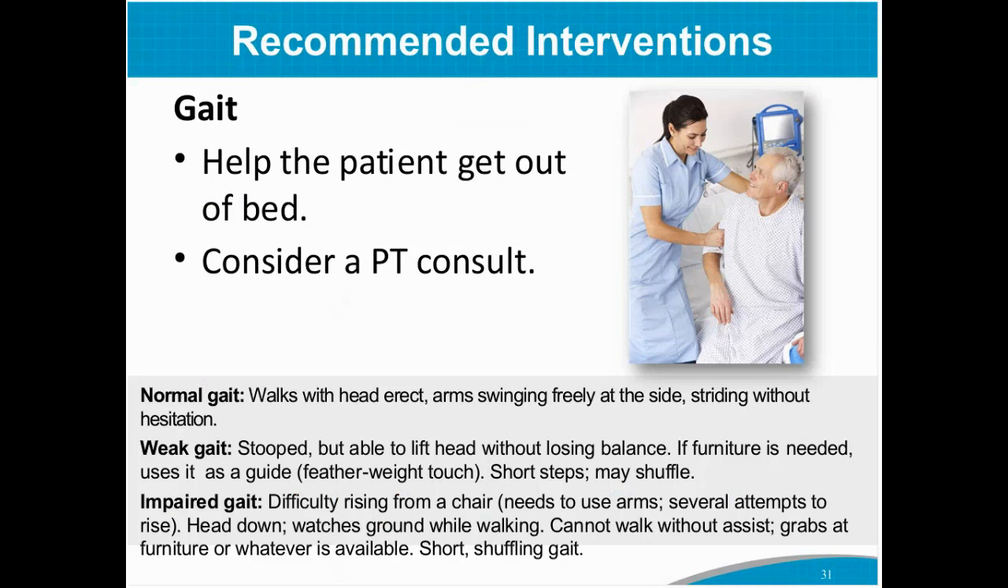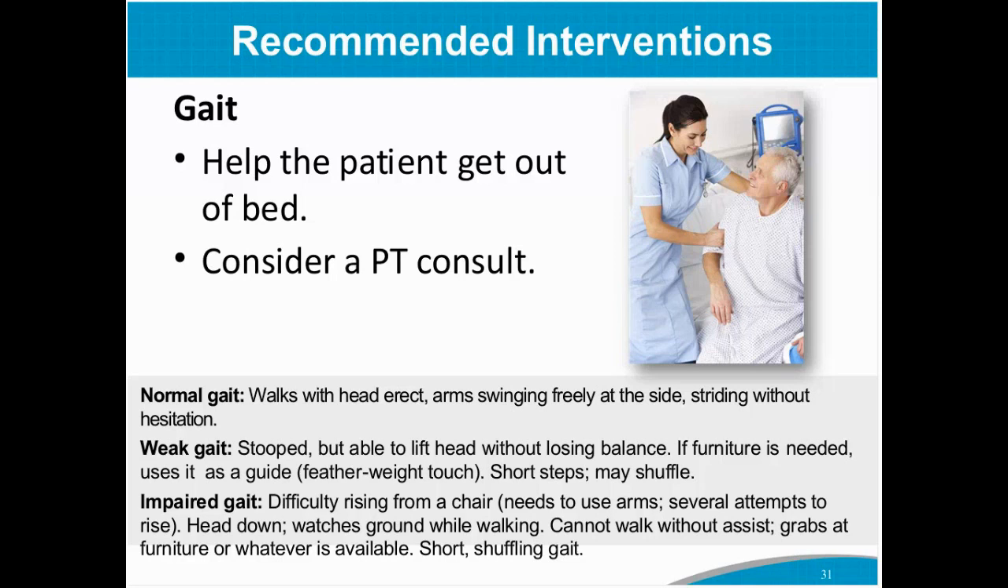A patient with a weak gait is stooped over. They may be able to lift their head without losing balance. If furniture is needed, they use it to guide themselves, but they don't rely totally on it. They very often have short steps. They may shuffle. But patients with an impaired gait have difficulty even getting up from the chair.